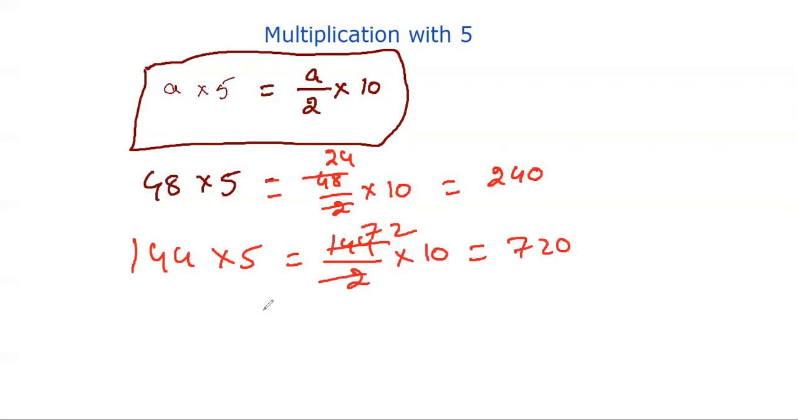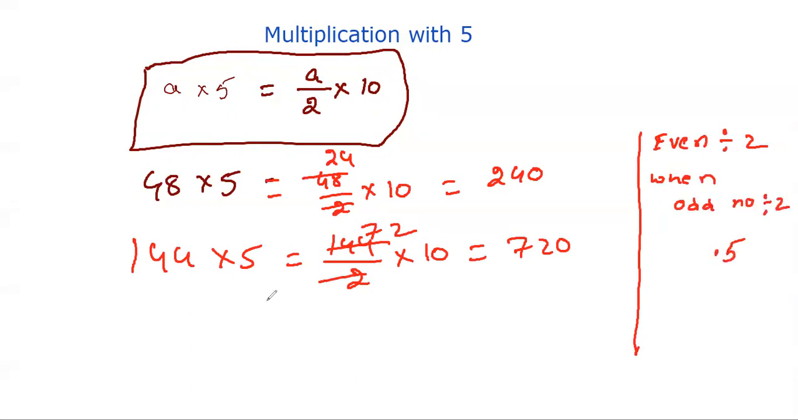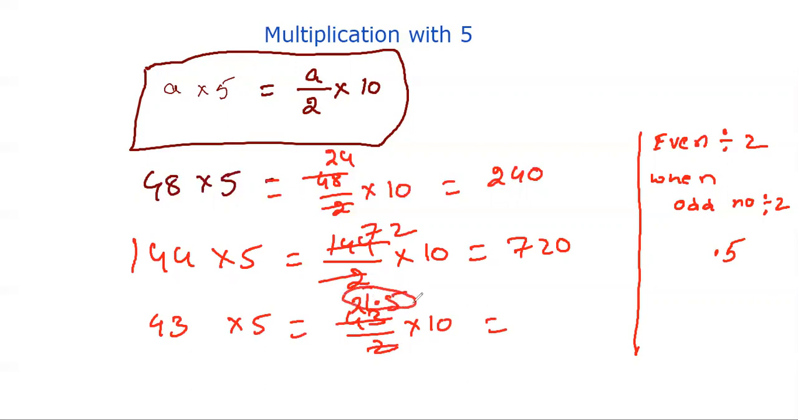Sir, if the number is not divisible by 2, what will we do? Nothing, a very simple trick here. Even numbers are always divisible by 2. When an odd number is divided by 2, you will get a 0.5 value, right? I'll explain it. For example, you have 43 into 5. 43 by 2, write it into 10. 2 cancels how many times? 21 times and 1.5. So 21.5 into 10, that is 215, is the answer.